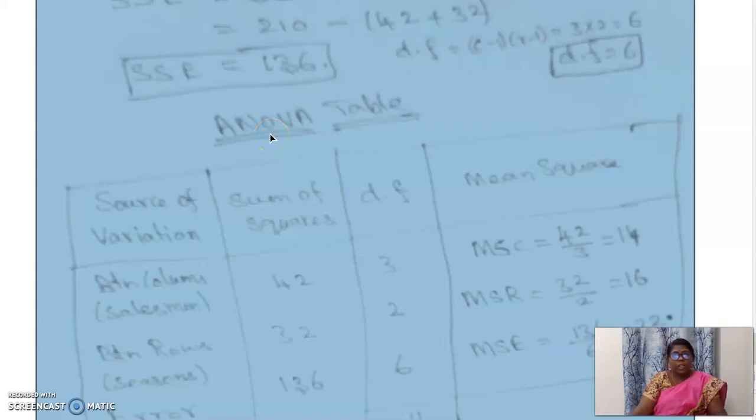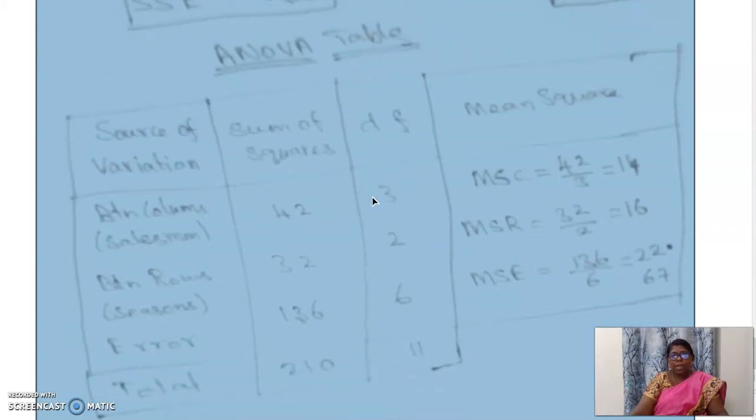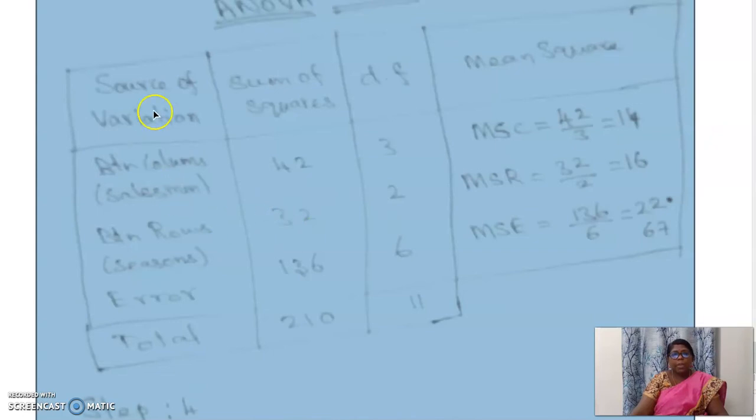Now we see the continuation of the previous video. Already I have found all the values that are needed for the ANOVA table. Finally, we are writing all the values in the ANOVA table.